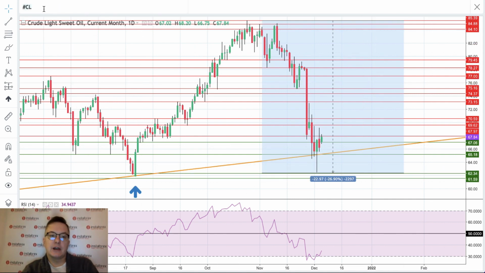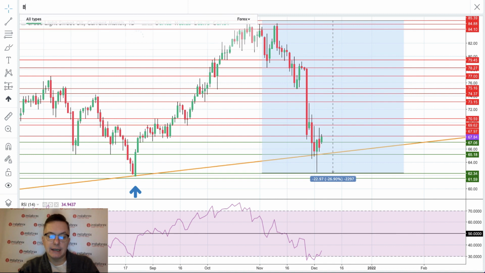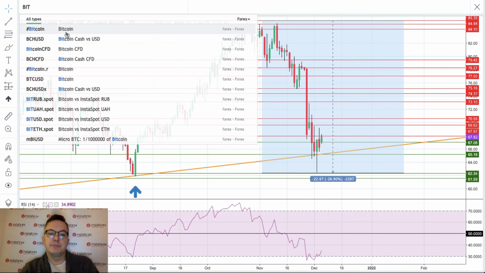This is a daily time frame chart. Please pay attention and please keep this in mind, daily time frame chart. And the last but not least, what is Bitcoin doing?